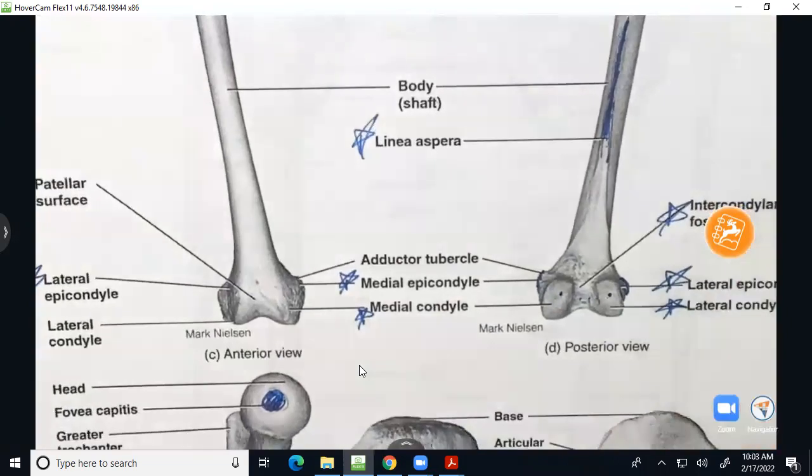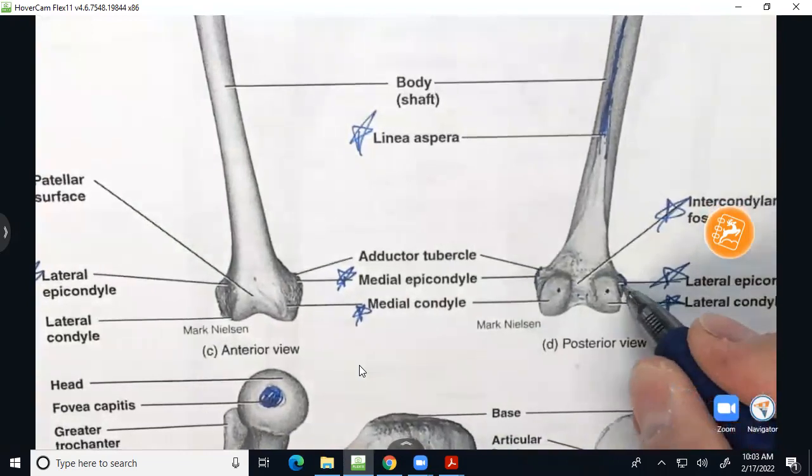These are important attachment sites for ligaments. Not the ACL and PCL, it's instead the MCL and the LCL. So we're going to talk about those in the next lecture when we start talking about joints. And that was the medial epicondyle? Medial and the lateral. Just these bumps on the sides.